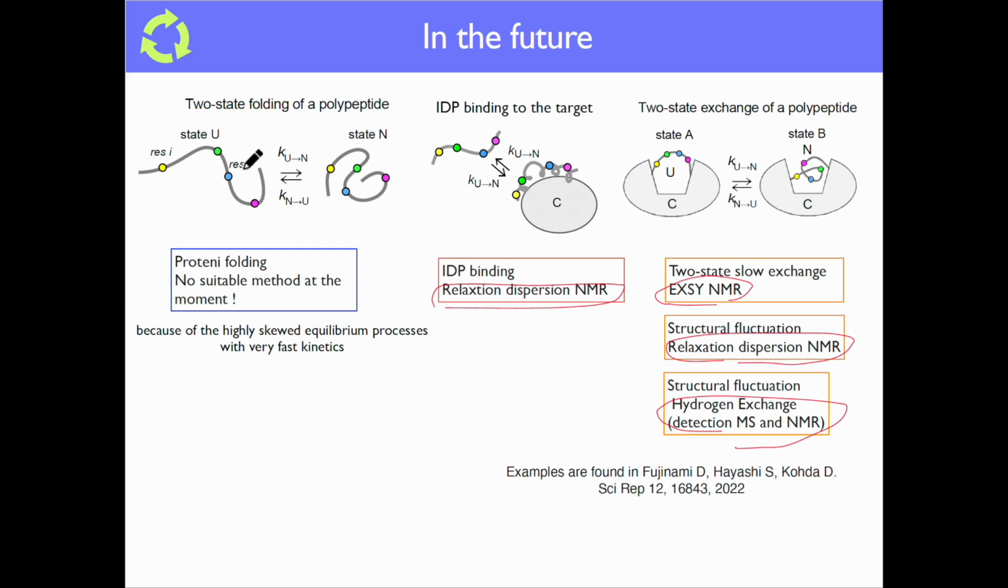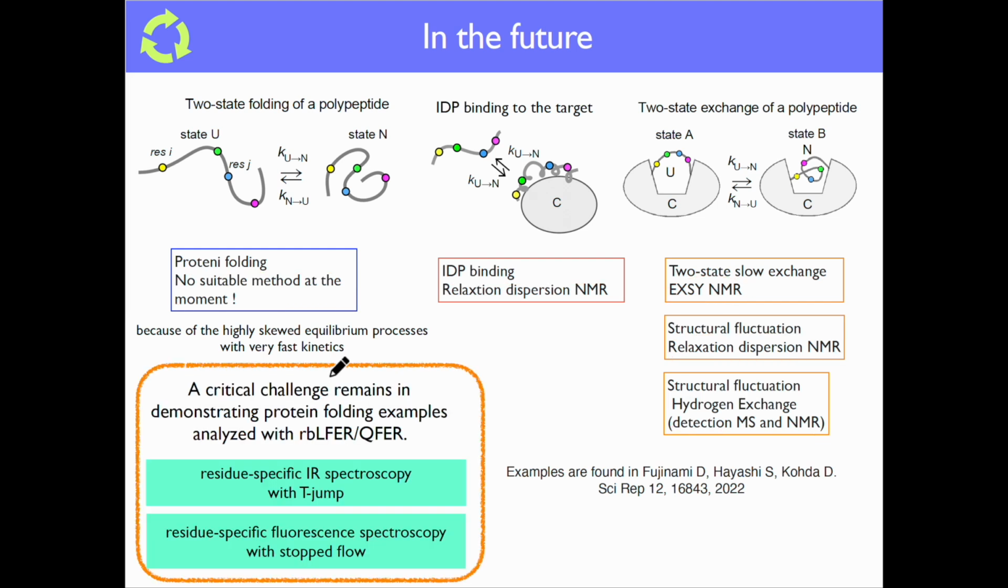But we have not yet shown LFER and QFER in the case of typical protein folding like this. This is because there is no suitable method at the moment. The reason is that protein folding is a highly skewed equilibrium process with very fast kinetics. So a critical challenge remains in demonstrating protein folding examples analyzed with residue-based LFER and QFER.